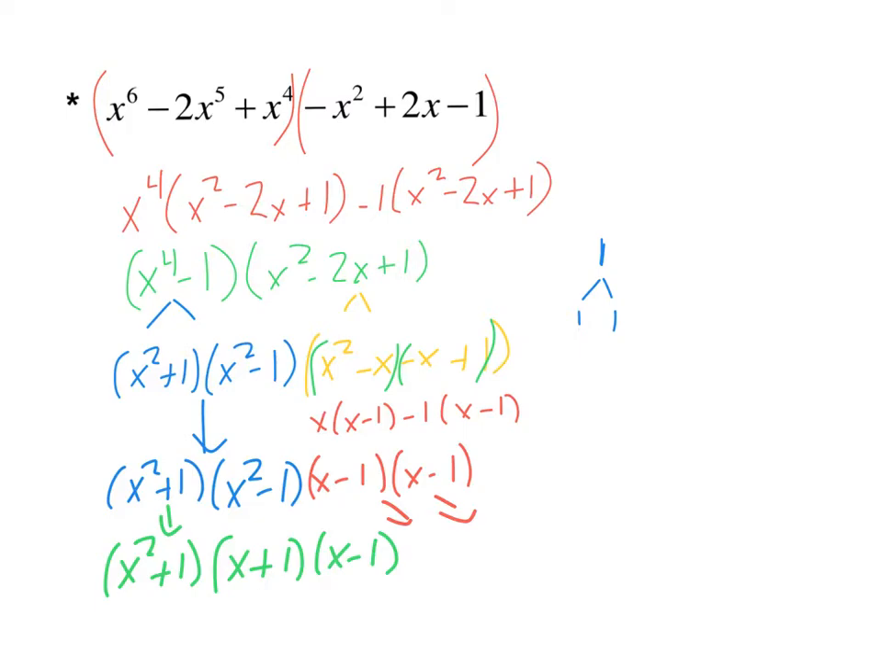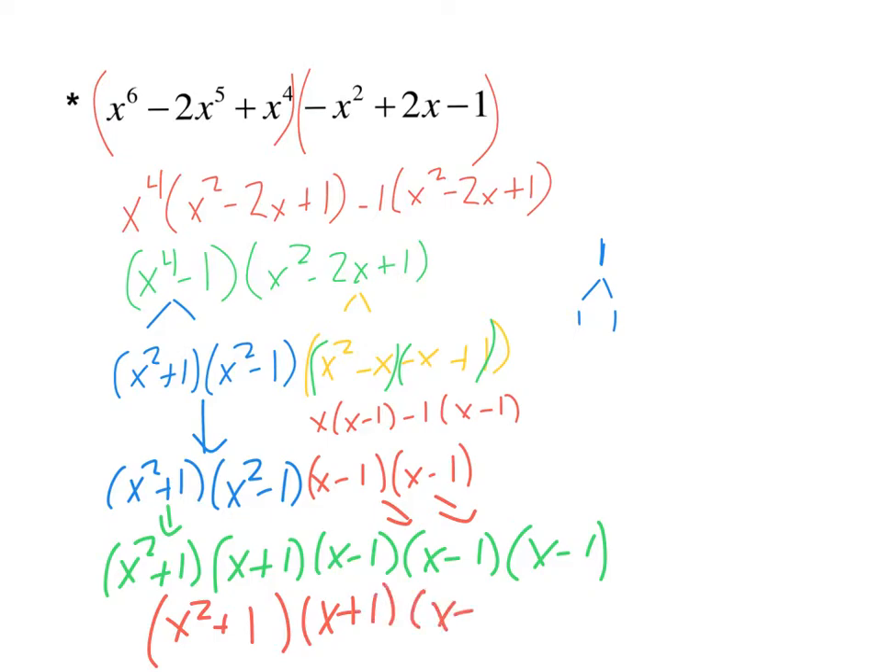So that is going to be another x minus 1 and another x minus 1, which is simplified to be written as x squared plus 1 times x plus 1 times x minus 1 to the 3rd power. Because that happens 3 times.